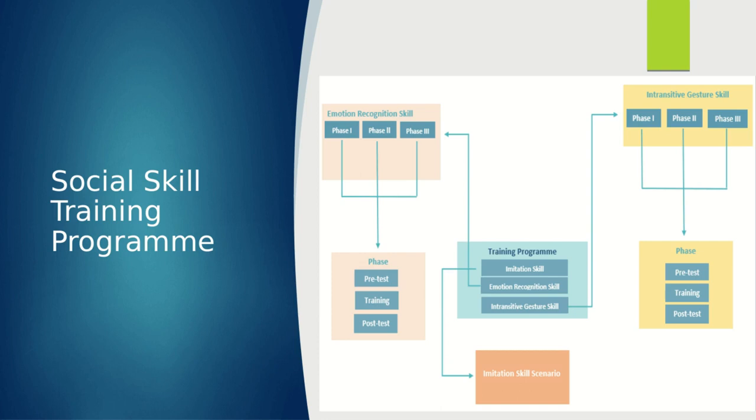And as shown here, the emotion recognition training program consists of three phases. Each phase contains a pre-test, four training sessions with two sessions per week, an immediate post-test, and a follow-up post-test after 2 weeks.